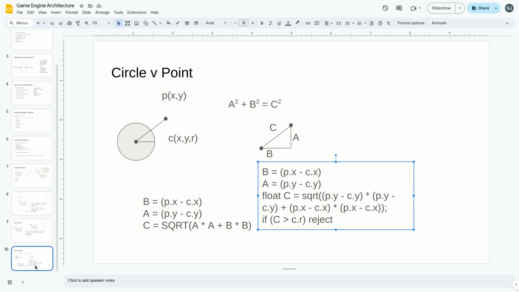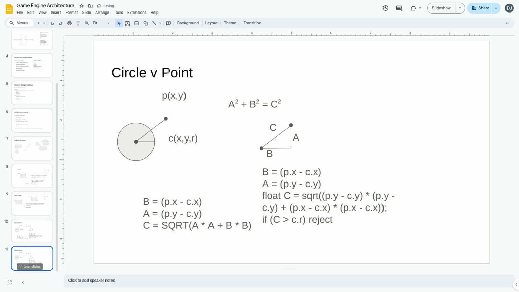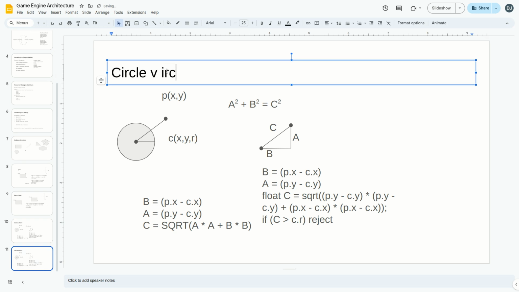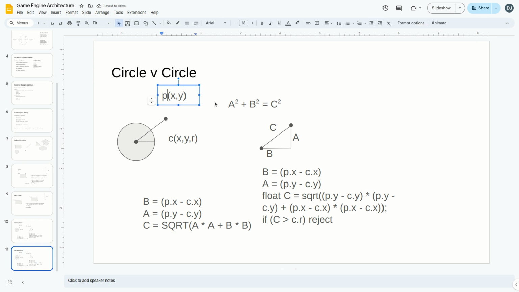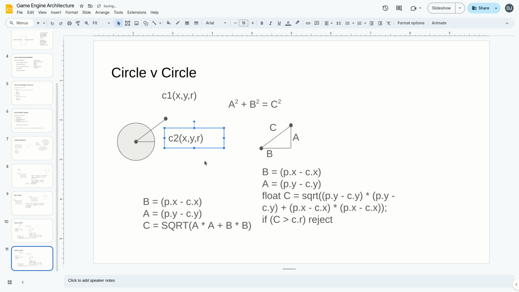Let's talk about circle versus circle. For this, we're not going to have P, we're going to have C1, which has an R. And we're going to have C2, that's going to have an R. Delete you entirely as well. Copy, paste.